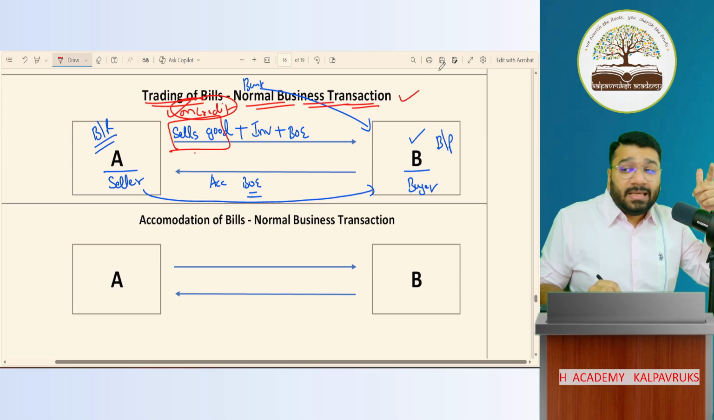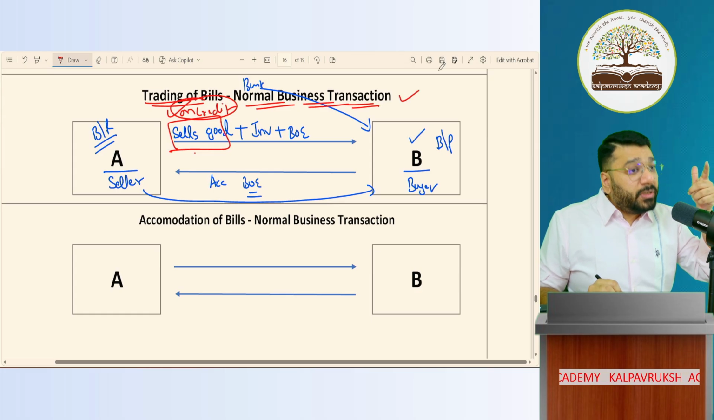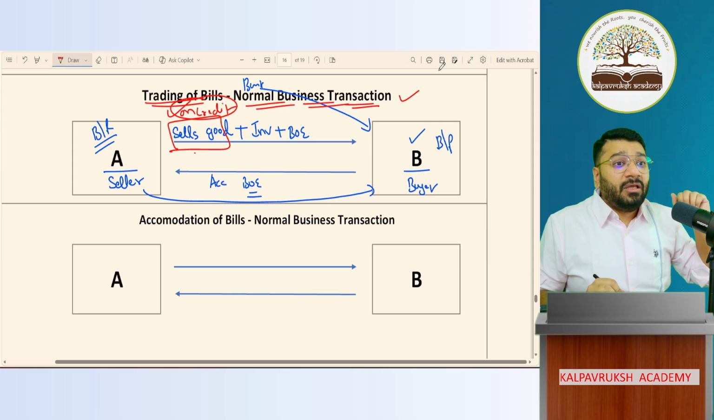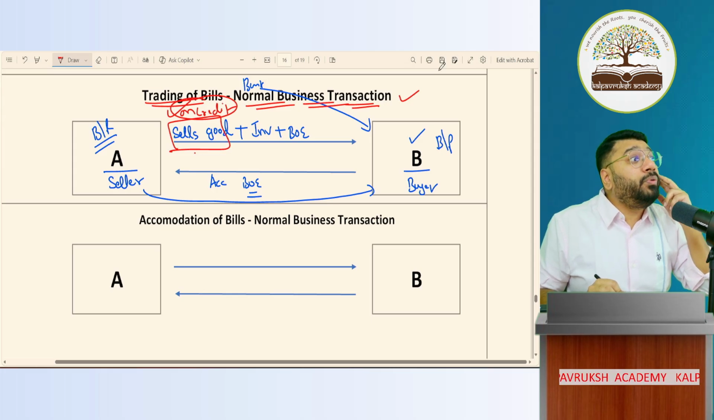But some people took this concept altogether to a different dimension. People started sensing an opportunity here.